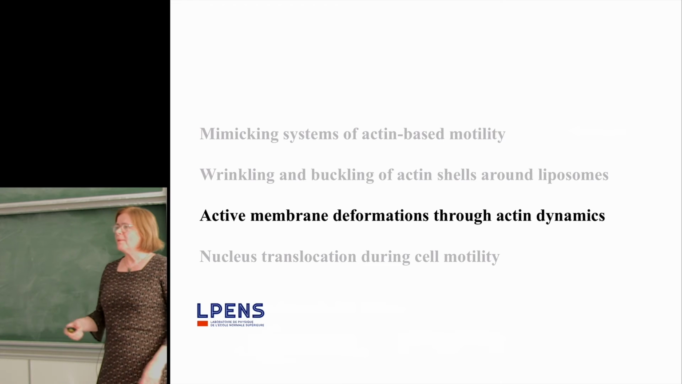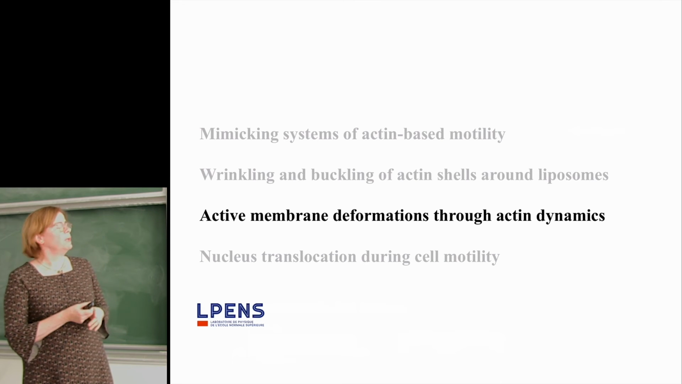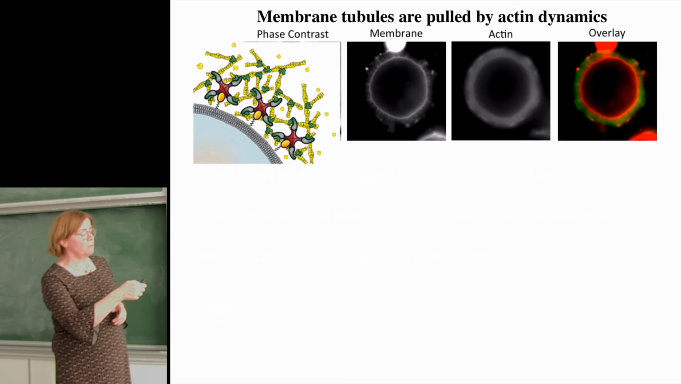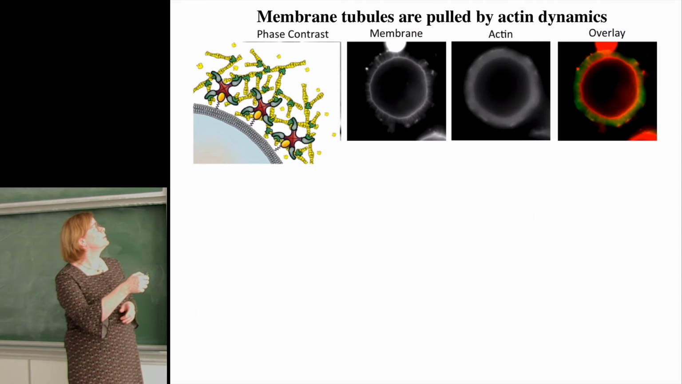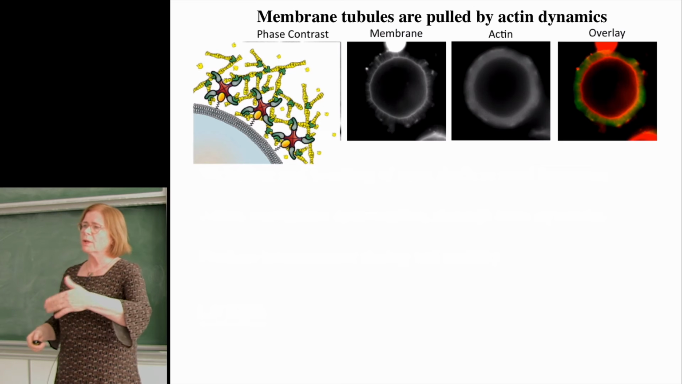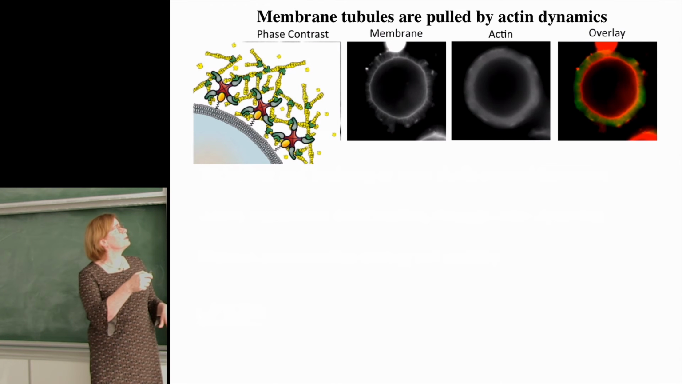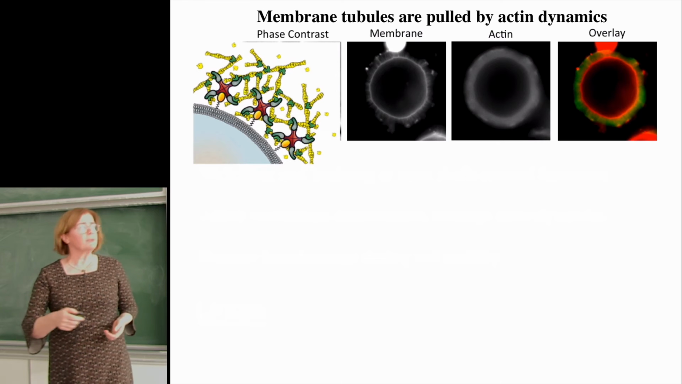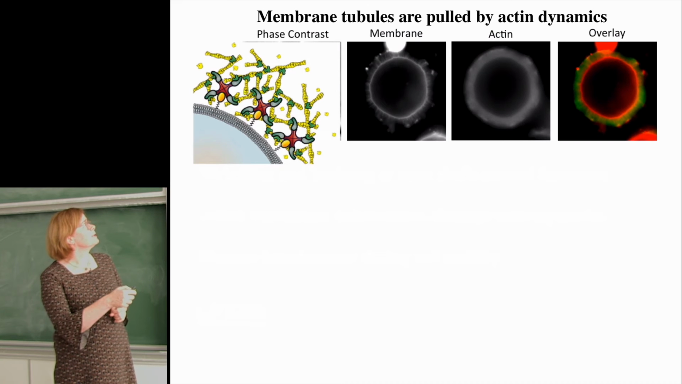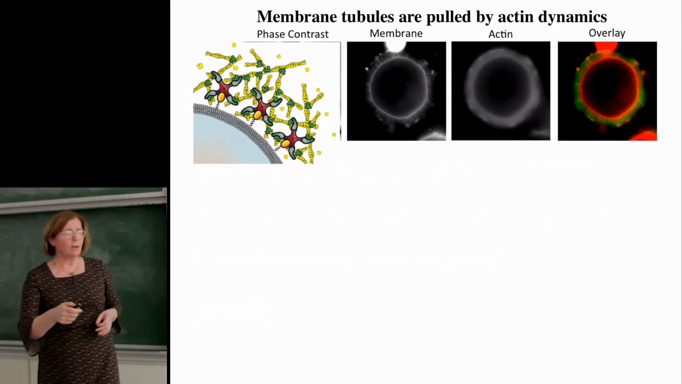Okay, so now let's come back to the dynamic system. We use the same experimental system with a membrane here, but this time we don't stop the growth. So we look at a dynamic system. You have this branching mechanism at the surface, and we look at what happens. The surprise was that we see tubes on the membrane that are being pulled during the mechanism of growth.